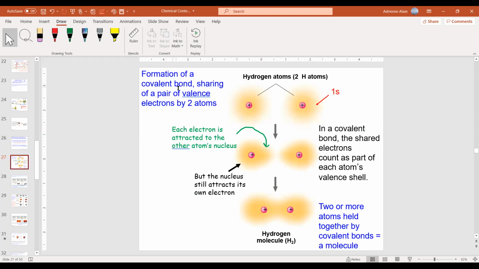I'm sure you know it's called a covalent bond. That results when atoms share a pair of electrons that are valence in their outermost shell. So let's take a look.